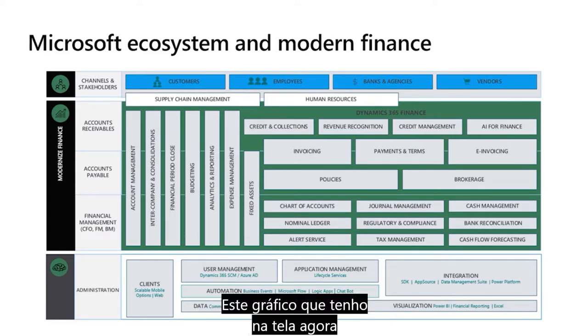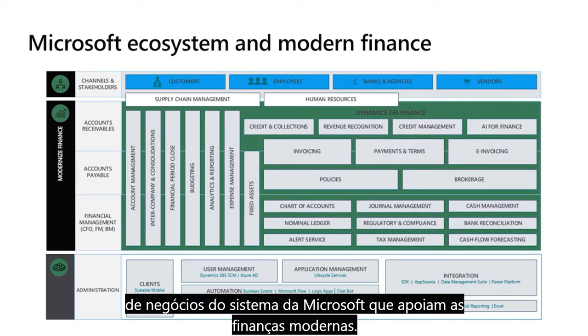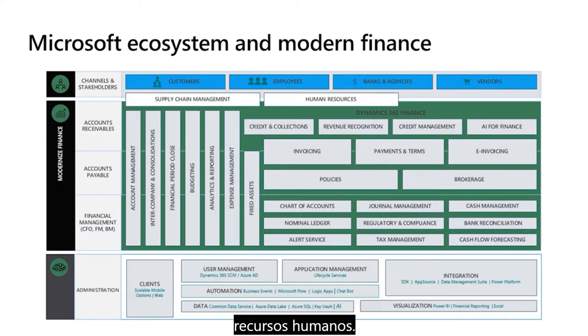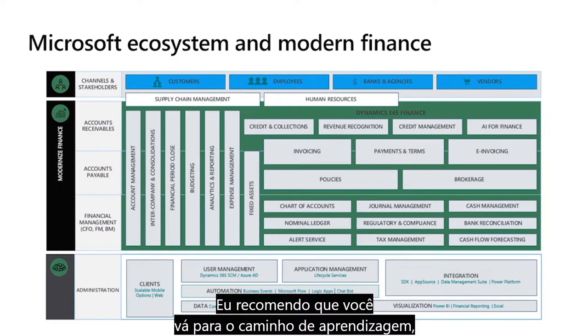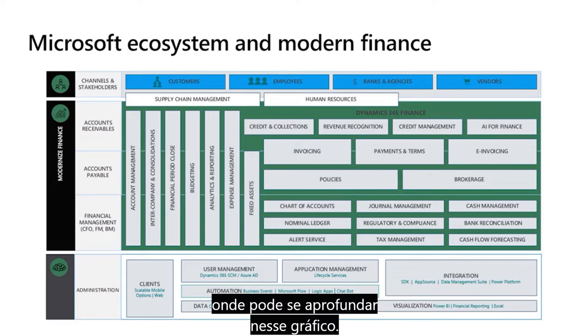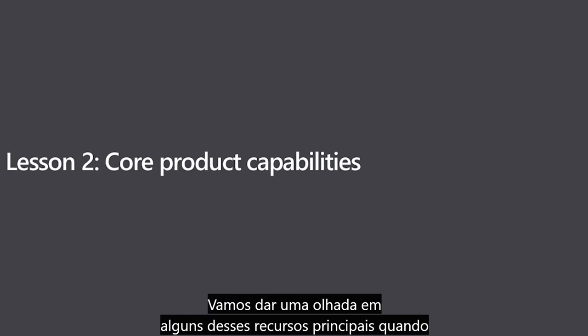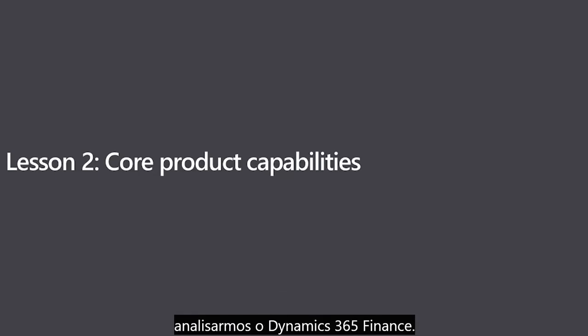So this graph that I have on the screen right now, this actually outlines the key business functions of the Microsoft system supporting that modern finance. And all of this is going to be used in Dynamics 365 Finance. And we'll go into each of these in more detail today as we look at supply chain management and human resources. I highly recommend that you go to the learning path where you can deep dive into this graphic.